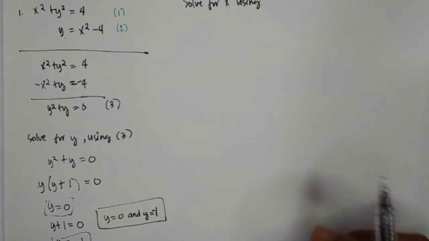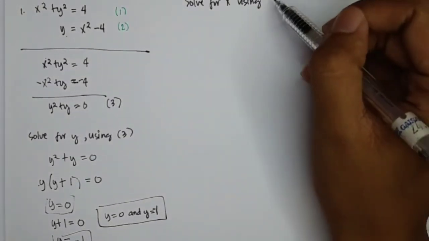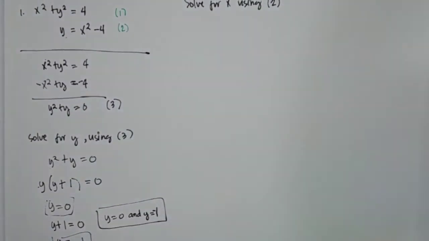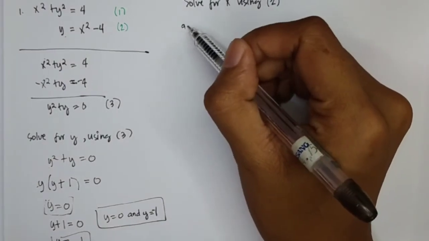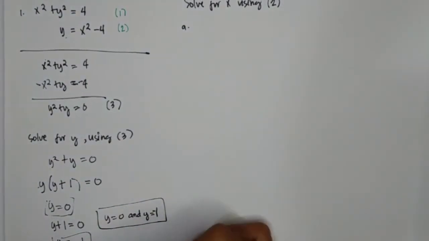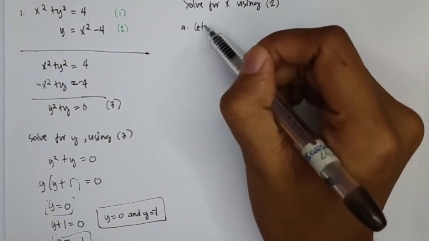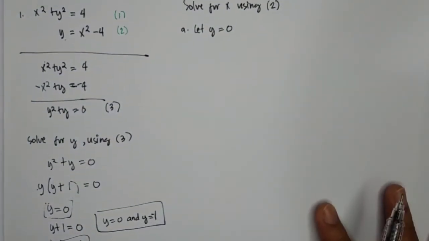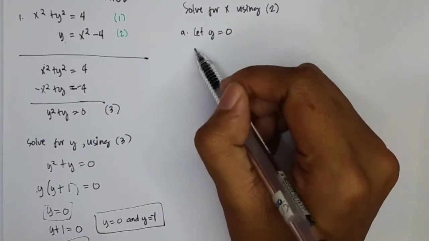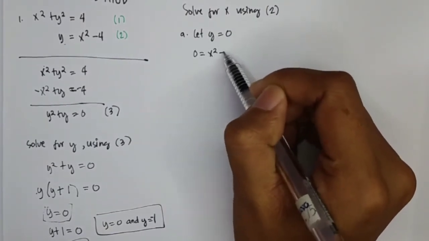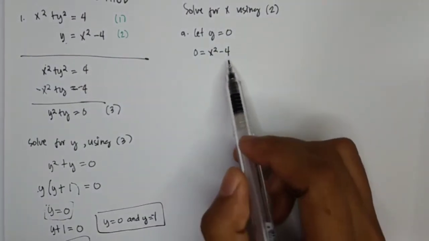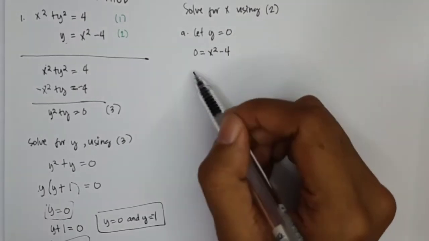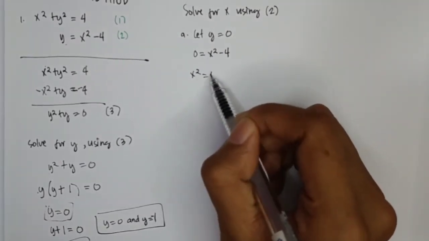Okay, so we have here using our second equation. First natin, since we have two values for our y, let y is equal to 0 muna. So sa y is equal to 0 muna tayo, then solve natin yung x. So we have here 0 is equals to x squared minus 4. Then transpose natin tong negative 4 sa kabila. That will be x squared is equals to 4.